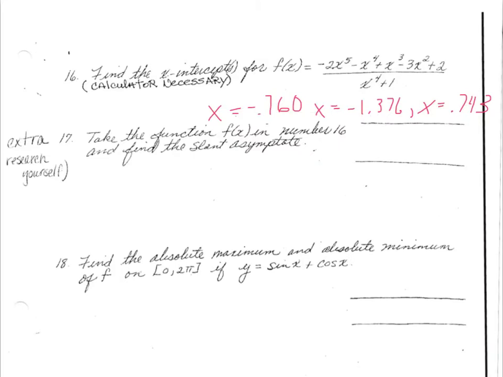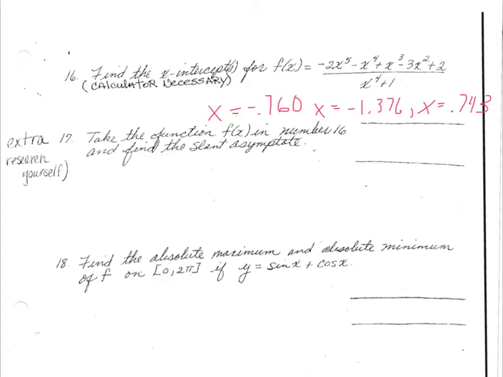For the next problem, to find the x-intercepts for that function, whenever the top equals 0, you're going to have an x-intercept. So if you just set the top equal to 0 and find the x-intercepts for that function, it ends up to be 3 of them. So I got negative 0.760, negative 1.376, and x equals 0.743.